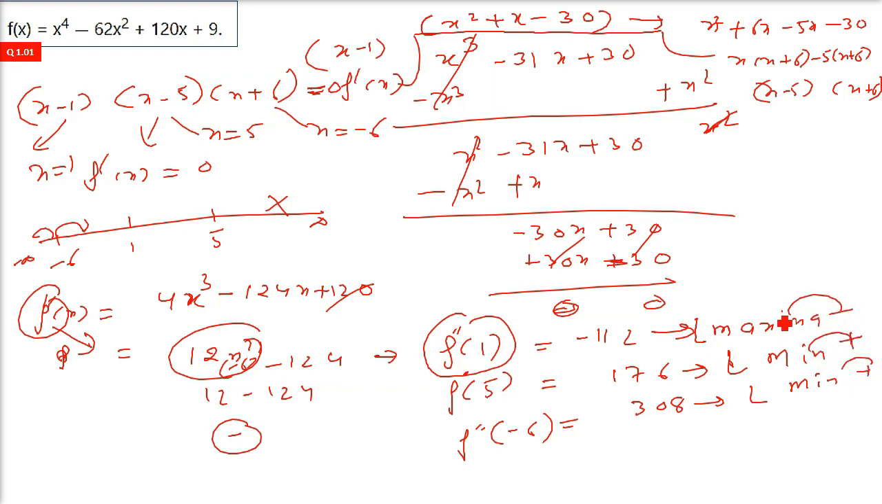The sign and the thing is different. Normally we say when it is negative, it is minimum. No, here it is inverted. Now what is the value for these 1, 5 and negative 6? We'll place these in the original function. So when I'm placing 1, it will be 1 raised to 4 minus 62 into 1 square plus 120 into 1 plus 9.